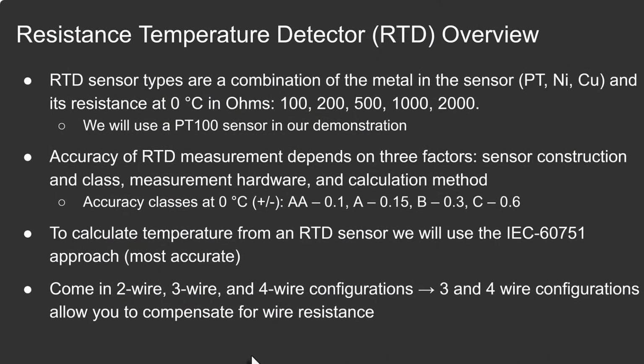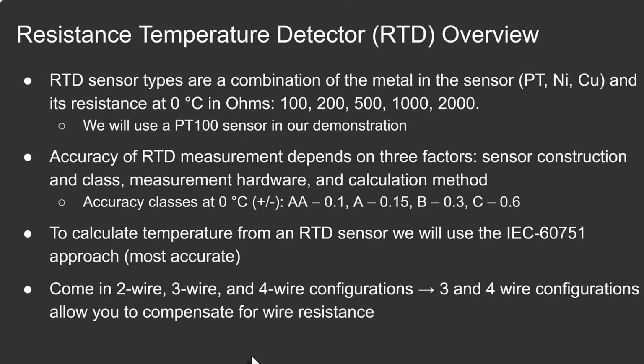Okay, resistance temperature detectors, or RTDs. These are sensors that allow us to make highly accurate temperature measurements over a large range. When you look at an RTD sensor, they're typically going to have some letters and then a number for naming the sensor. And the letters correspond to the metal that's used in the sensor. So PT is platinum, Ni is nickel, Cu is copper. Platinum is by far the most common one out there. And then the number stands for what the resistance of that RTD sensor is at 0 degrees C. So you could see PT100, PT1000, PT2000. By far, PT100 and PT1000 are the most common ones you'll see out there.